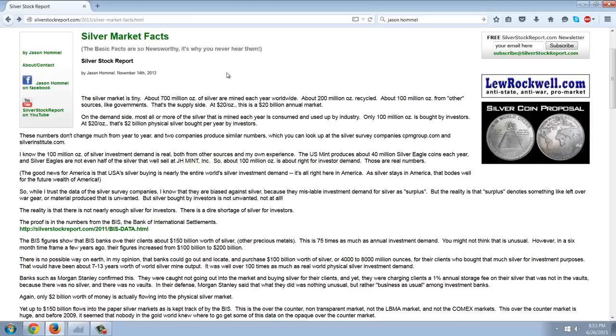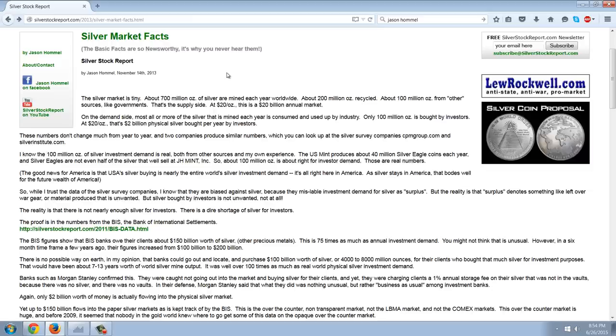At $20 an ounce, that's $2 billion physical silver bought per year by investors. These numbers don't change much from year to year, and two companies produce similar numbers, which you can look up at the Silver Survey Company, CPM Group, and silverinstitute.com. I know the 100 million ounces of silver investment demand is real, both from other sources and my own experience.